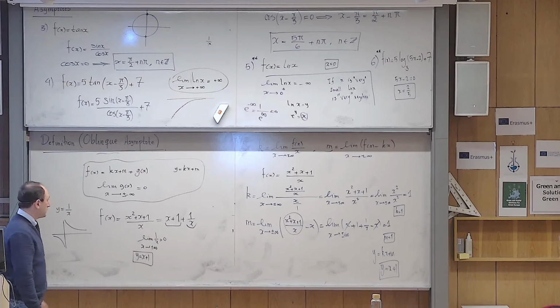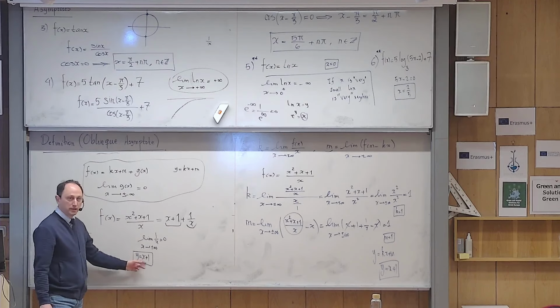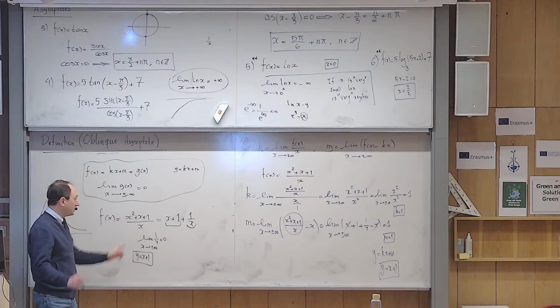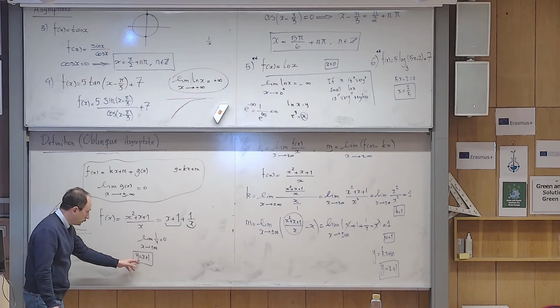Do you think a function can have a vertical and an oblique asymptote? Exactly this function. Yes? This function has an oblique asymptote. What is the vertical one? Do you remember? For the vertical one, the candidates for x are the roots of the denominator. So this is the oblique one.